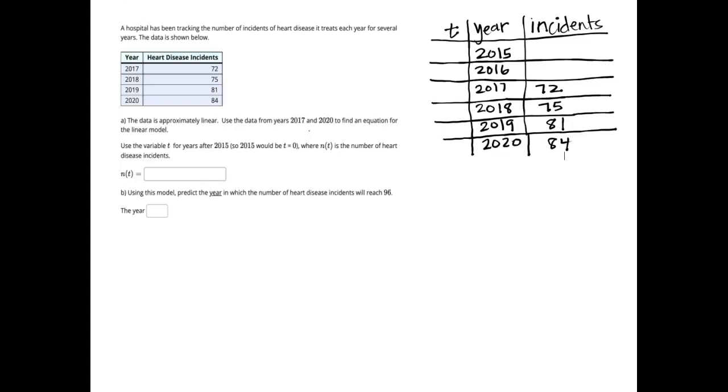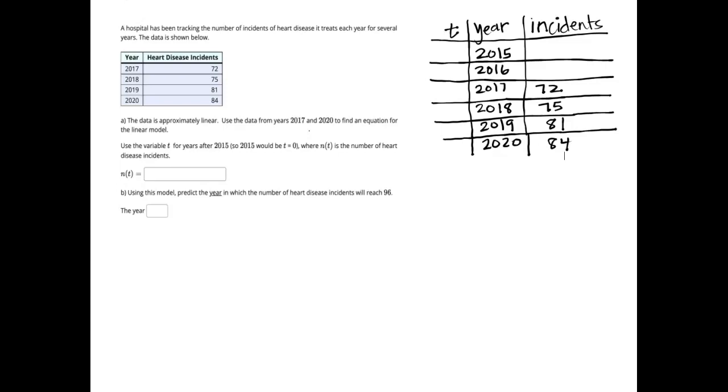So they give a column for the year and the column for the number of heart disease incidents. And it says the data is approximately linear. Use the data from 2017 and 2020 to find an equation for the linear model. Okay, but it's this next part that I think a lot of people are not paying attention to. So use the variable t for the years after 2015. So 2015 would be t equals 0.